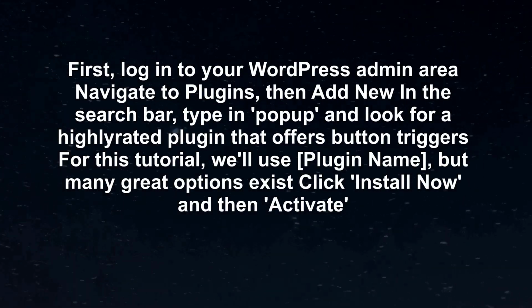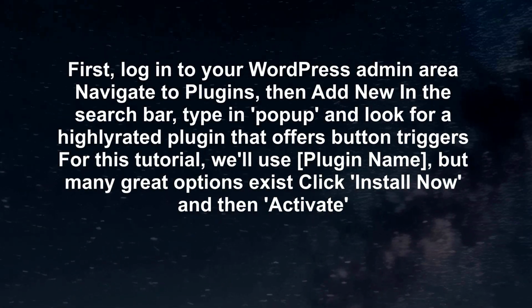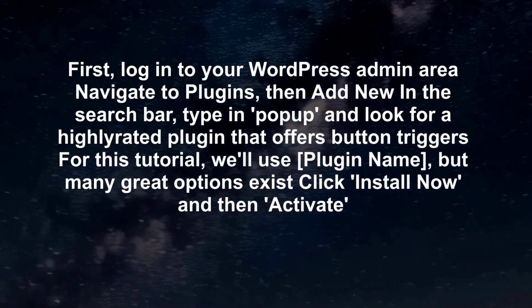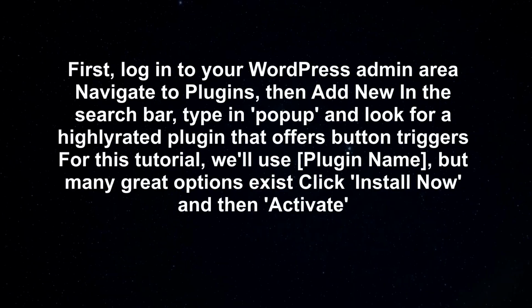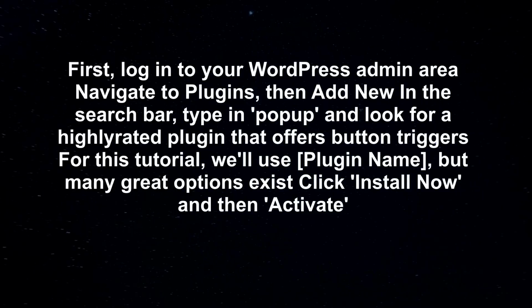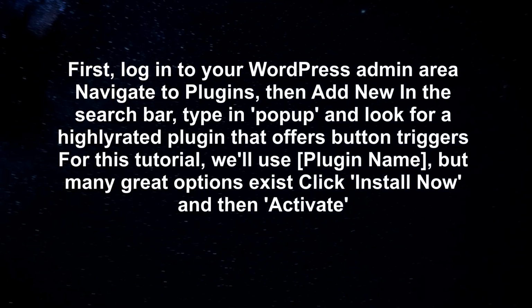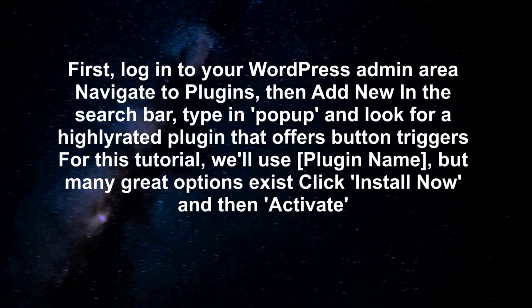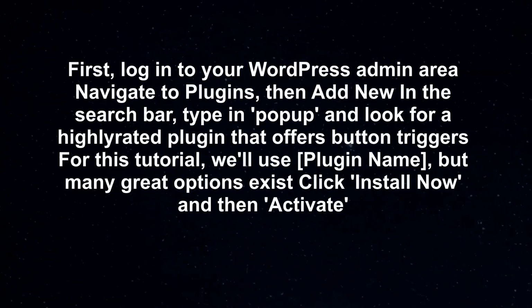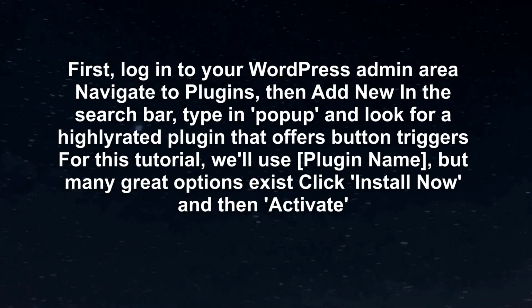First, log into your WordPress admin area, navigate to Plugins. Then Add New. In the search bar, type in Popup, and look for a highly rated plugin that offers button triggers. For this tutorial, we'll use plugin name, but many great options exist. Click Install Now, and then Activate.